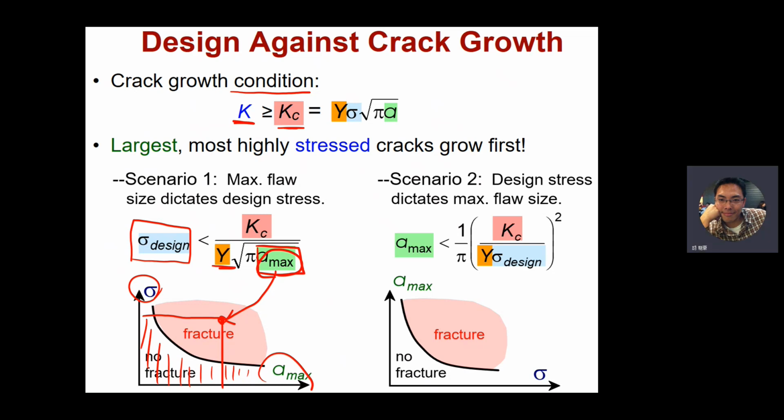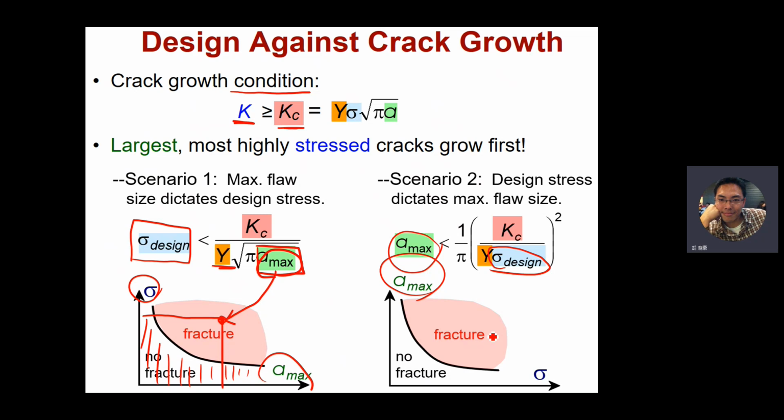So scenario 2 is the stress. This design stress dictates the maximum flaw size. That means we design this stress, right? The stress, and we can figure out the maximum flaw size.